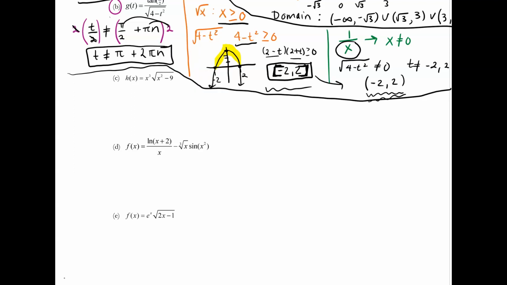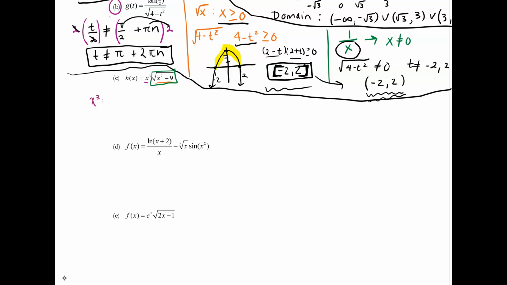All right, for C, again, I would stop and ask myself how many things do I need to consider? I need to consider x cubed. I need to consider the function x squared minus 9. And then I really need to consider this entire thing, the square root of x squared minus 9. And I'm going to think about those last two together.